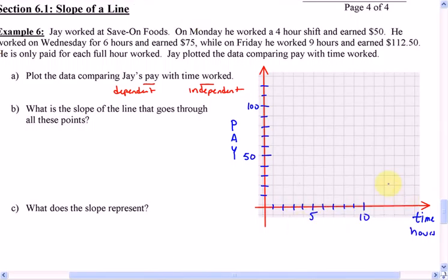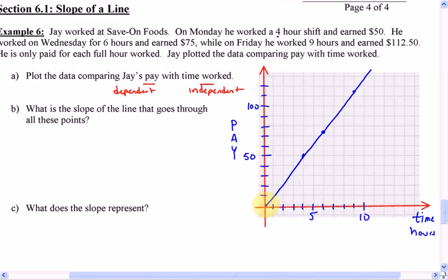Plot the points. So 4 hours, 50 bucks. 6 hours, $75. 75 would be right about there, I guess. 9 hours, 112 and 50. So there's an estimate, but there you go. It looks like all the points are on a line, which is nice too. And I think the line actually goes to 0.